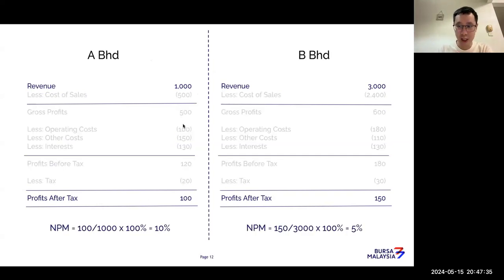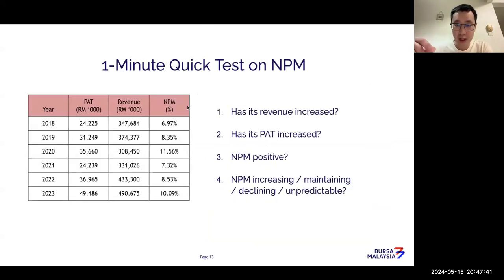Fantastic. So this is actually the answer, and this is actually how you calculate net profit margin. So now, here's what we're going to do. We're going to do the 1-minute quick test on net profit margin.